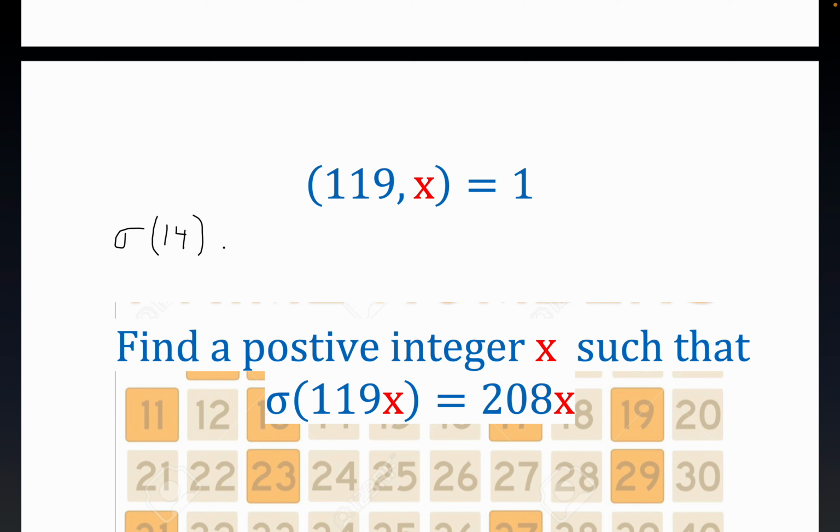So sigma of 14, that we could just physically write out, but this is also equal to sigma of 2 times sigma of 7. That's what they call multiplicative, because the two inputs here are relatively prime. 2 times 7 is equal to 14. 2 and 7 are relatively prime. They're not only prime numbers, but they're relatively prime, of course.